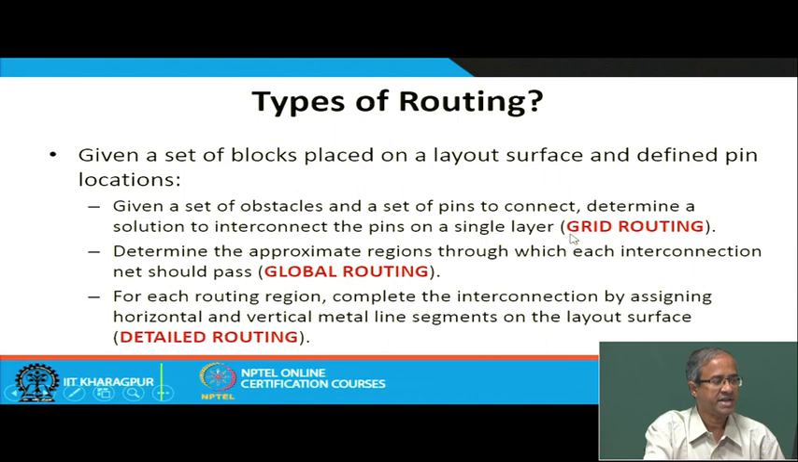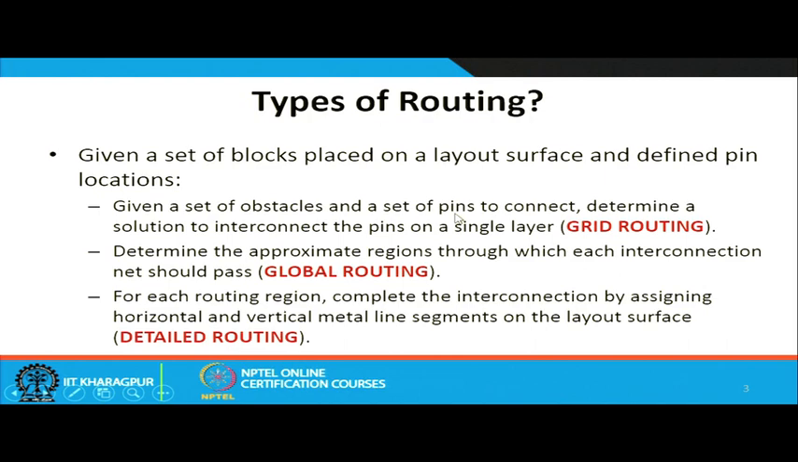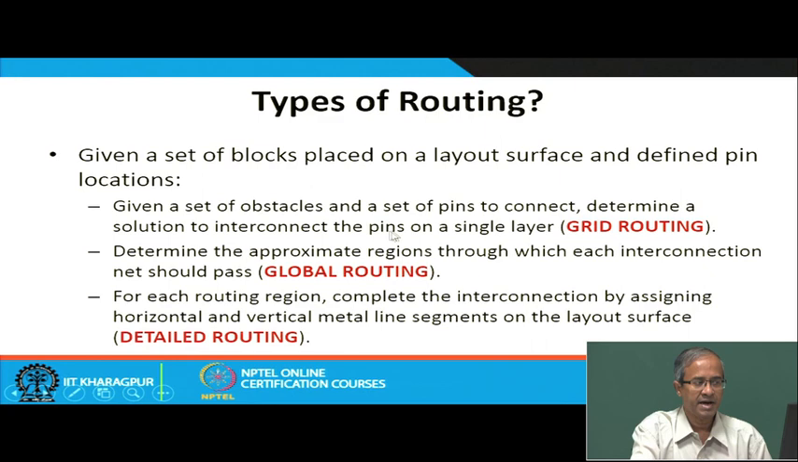Here, the idea is that we have a set of blocks, which can also be regarded as obstacles, in the sense that we cannot use those areas for interconnections, for running the lines, and a set of pins which needs to be connected. Grid routing says that we have to find out a good path to interconnect the pins, and the entire wiring has to be completed on a single layer. This is a very specific requirement.